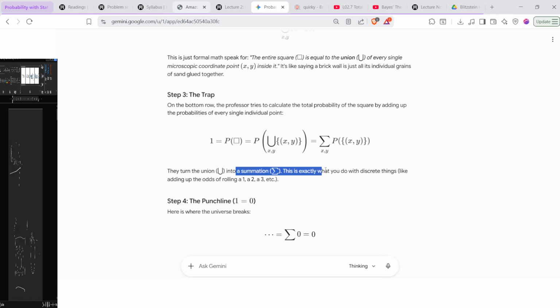In summation, this is exactly what you do with discrete things.